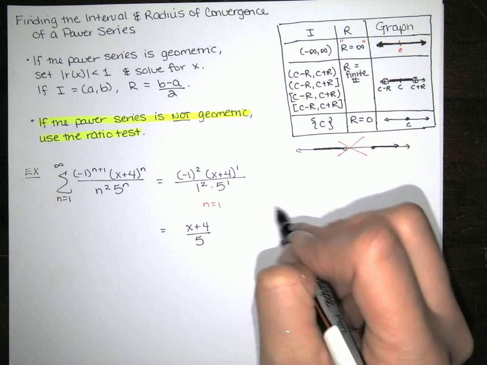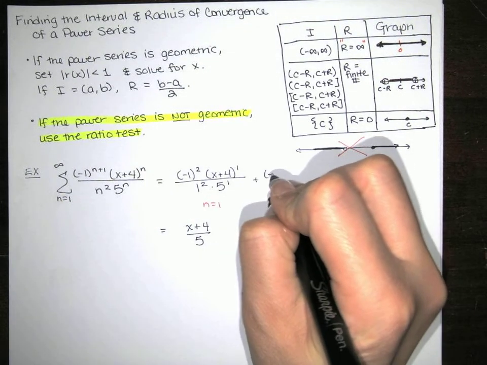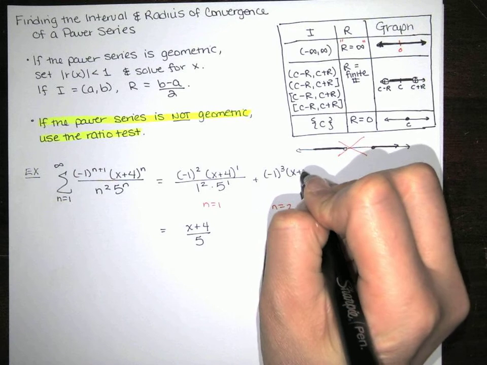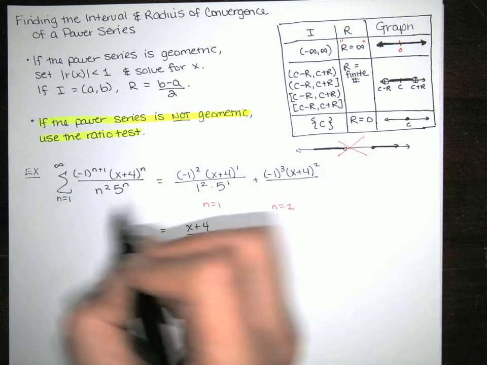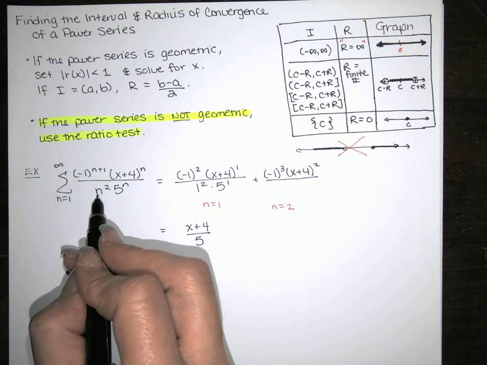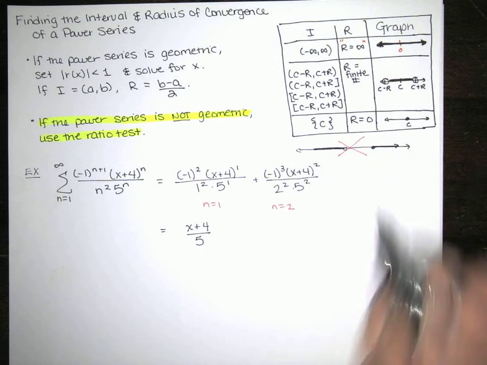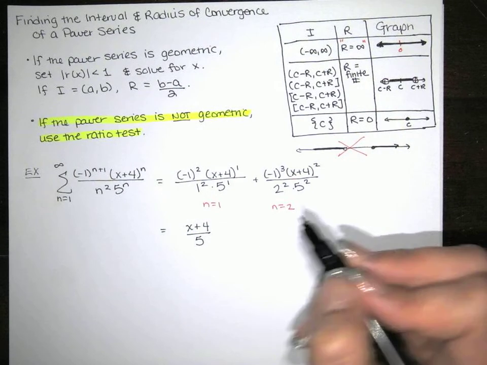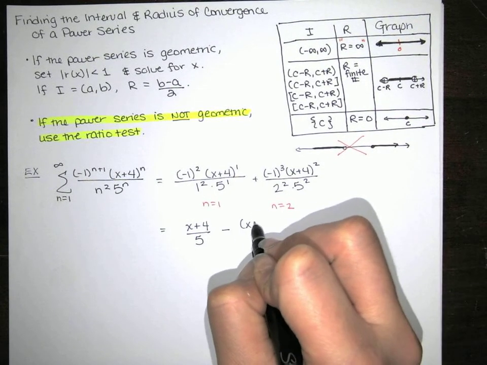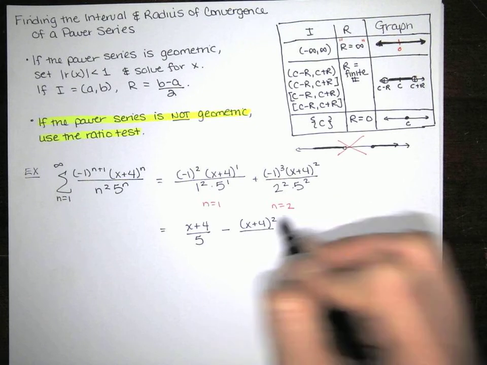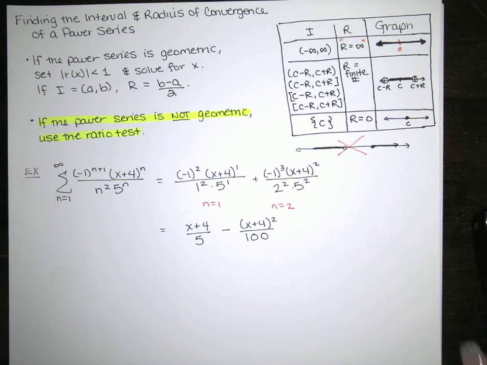And you increase the index by 1, so when n equals 2, you get your next term. So you have -1 cubed times x plus 4 to the n, so that's squared, over n squared, so 2 squared times 5 to the n, so it's 5 squared. So we end up with negative 1 cubed is a negative. Then I've got an x plus 4 squared in the numerator. And then we've got 4 times 25 is 100 in the denominator.